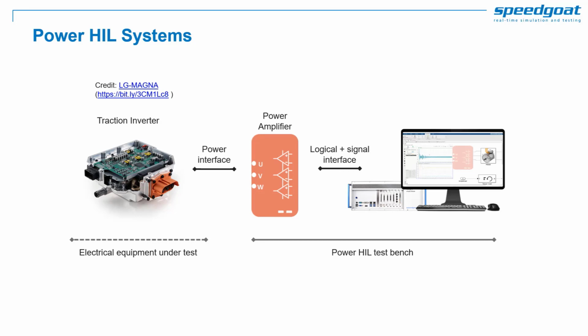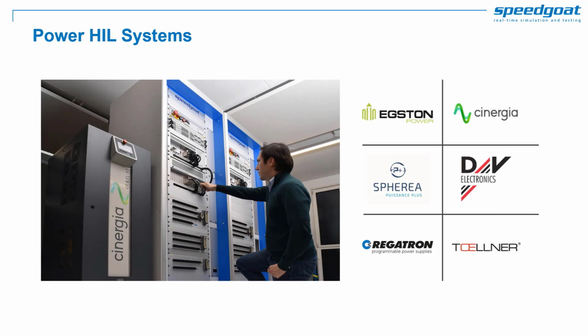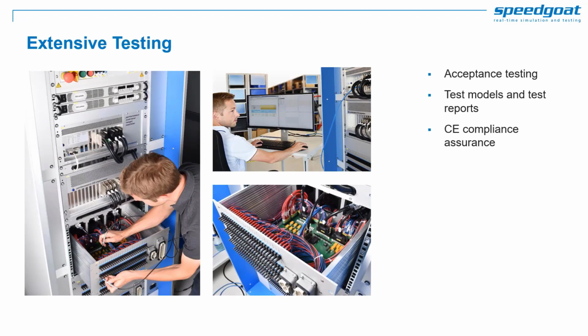Maybe you are planning to test electrical equipment via a high-voltage interface, like a power amplifier. Speedgoat can support you with building power HIL systems, including selection of suitable power amplifiers according to your voltage, power, and bandwidth needs. We will also provide you with a turnkey solution together with our partners.